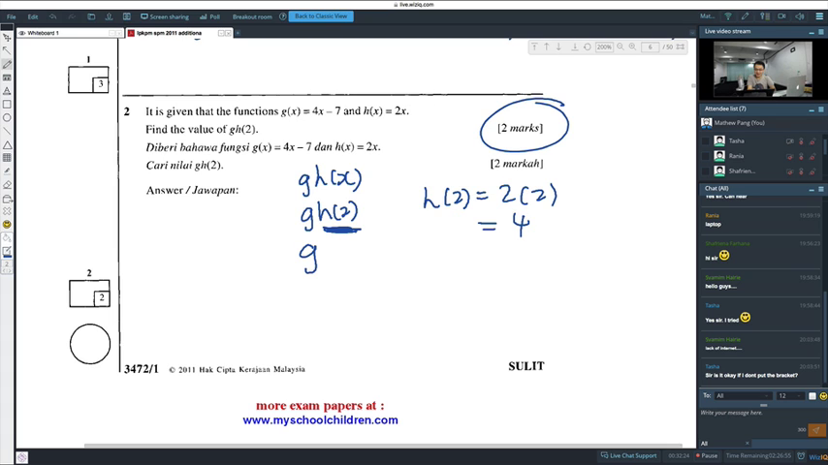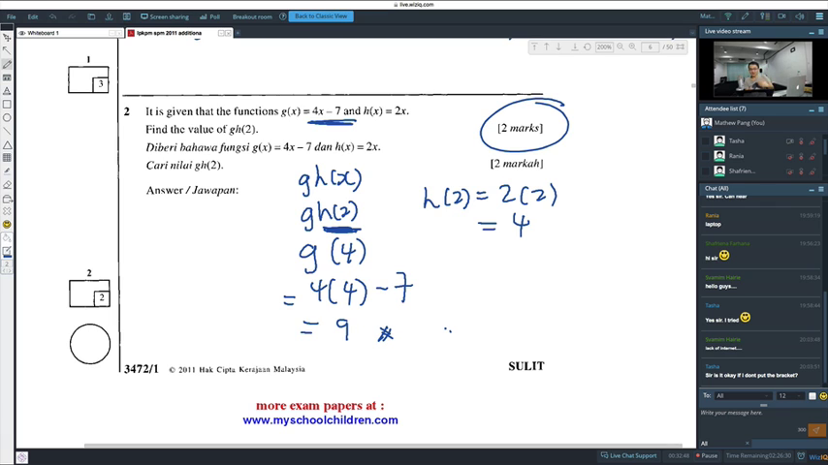So if you understand h(2) will give you 4, you can substitute the 4 here. Then you will get g(4). g(4) means you're going to substitute the 4 into your g(x). So your g(x) is 4x minus 7, and your x is 4. So this one will be 16 minus 7, which is 9. This is your answer.